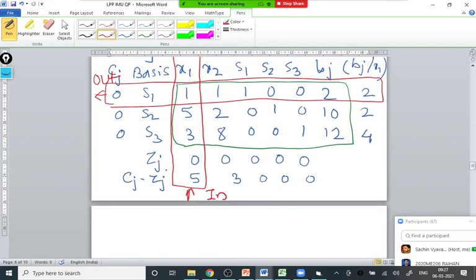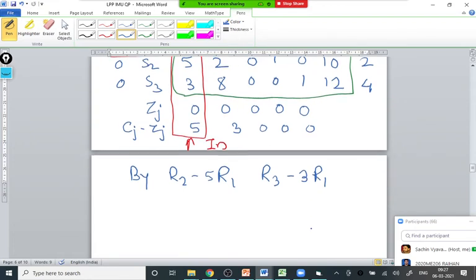So the next step: the pivot we have to convert into a 1, but that is already 1. There is no transformation required on R1. But we have to make these two zeros in that column. So what should be the transformation? R2 minus 5 R1 and R3 minus 3 R1. Nice, correct. So this gives us the zeros in that column, and now we get the iteration directly. This is the first iteration.